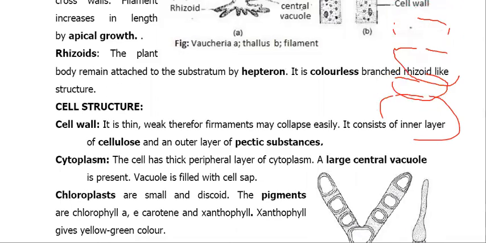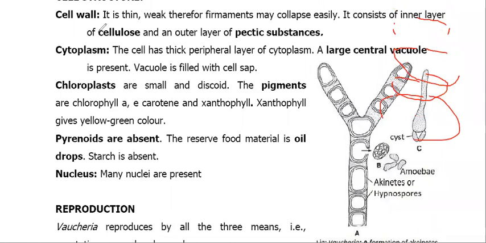The cell structure of Vaucheria is comprised of the cell wall. This is the outermost and thin layer. It is weak, therefore the filaments may collapse easily. The cell wall is thin and weak, therefore filaments may collapse easily.